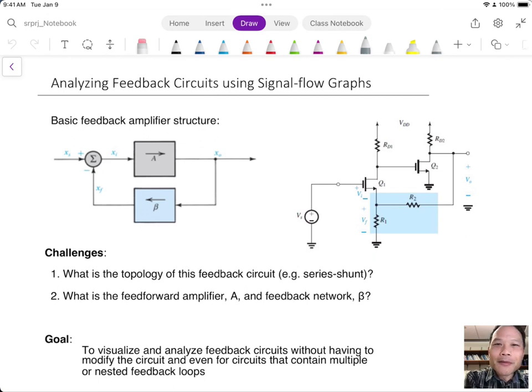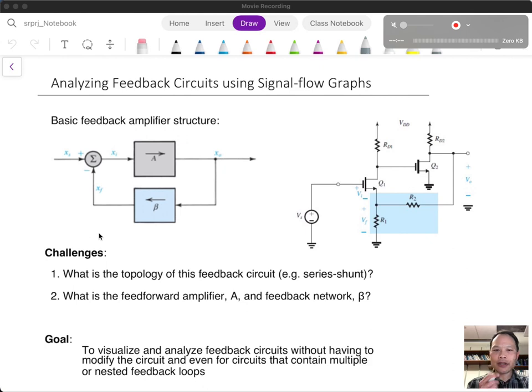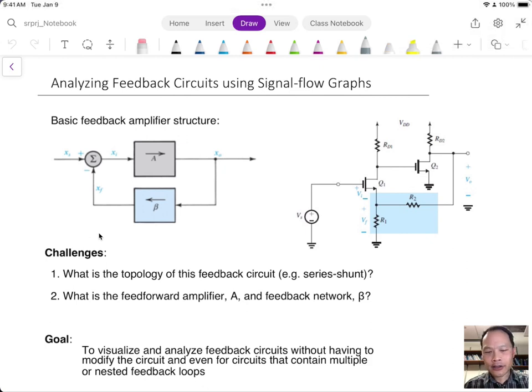Hi, my name is Coleman Fang, and this is a call for volunteers for a capstone project to develop a web-based tool for analyzing feedback circuits using signal flow graphs. Now, feedback is used in many analog circuits, but can be a challenge to analyze.